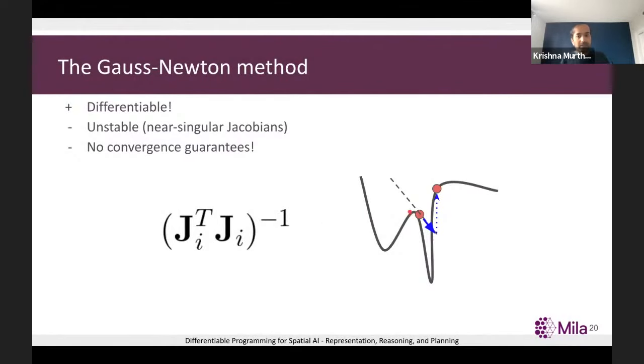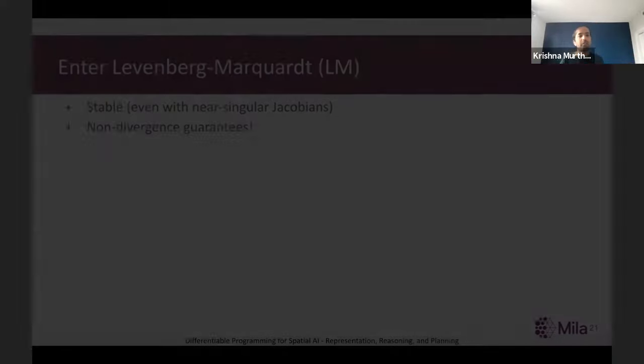But the drawback here is you're not guaranteed to converge. So for example, let's say you're here and then you take a gradient step, you might find yourself on almost the opposite side of the loss surface and you would diverge. And there are also issues relating to the Jacobian being near singular, and that causes optimization instability.